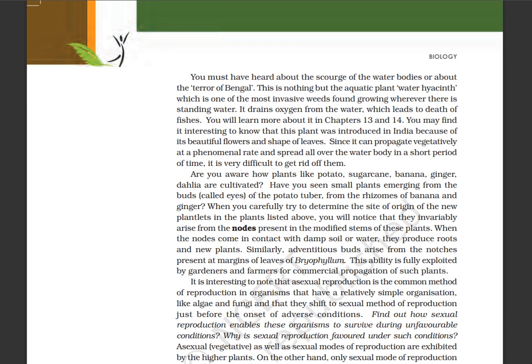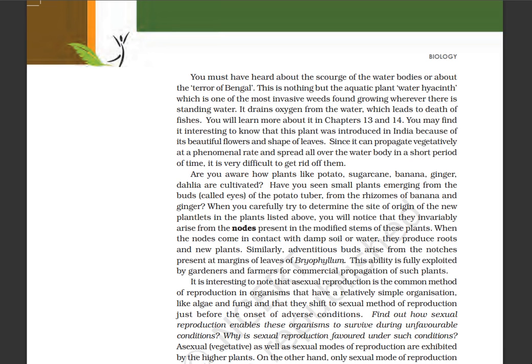It is interesting to note that asexual reproduction is a common method of reproduction in organisms that have a relatively simple organization, like algae and fungi, and that they shift to the sexual method of reproduction just before the onset of adverse conditions. Find out how sexual reproduction enables these organisms to survive during unfavorable conditions. Why is sexual reproduction favored under such conditions?